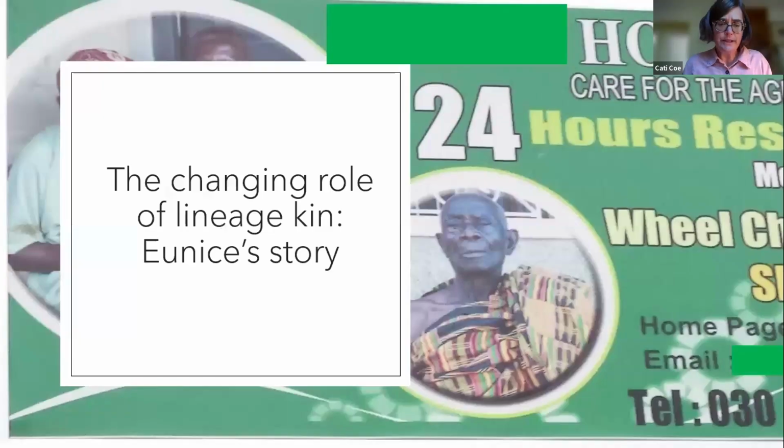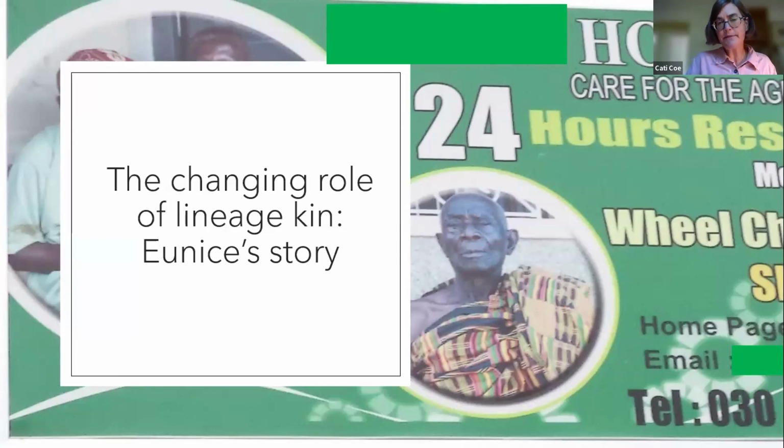So to illustrate the contemporary role of lineage kin, I'll tell the story of Eunice and her father. Eunice was a lecturer at a university, and she explained to me why she placed her father, age 96, in a small nursing home in Accra. And the terrible story tumbled out of her, a situation which remained emotional for her because it was not resolved. Eunice had been living with her father and her brother in her father's house in Accra, but the brother began to mistreat the father and consider the father's house his own.